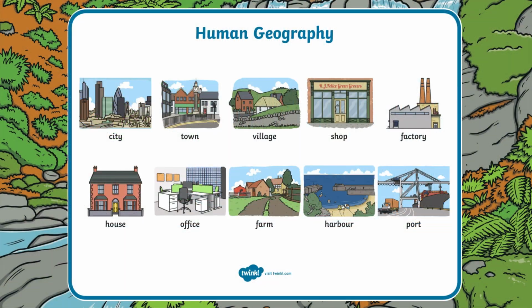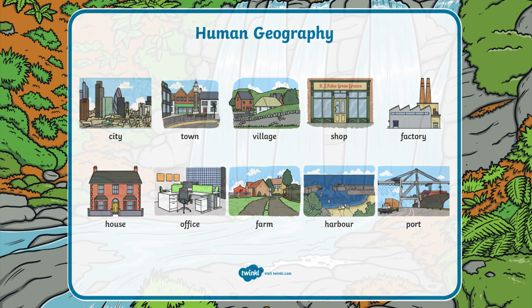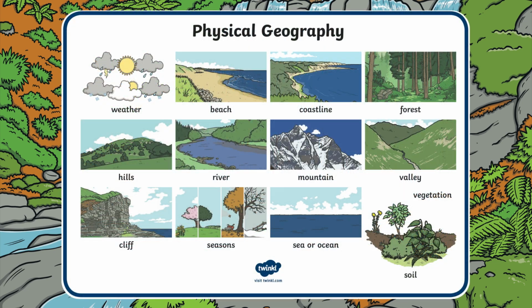When you're finding similarities and differences, you can look at human geography, so things that humans have built or things that humans do, and see how they're different or the same. Or you can look at the nature around you, you can look at the physical geography, at the landscapes, at the weather and so on, and compare differences then.